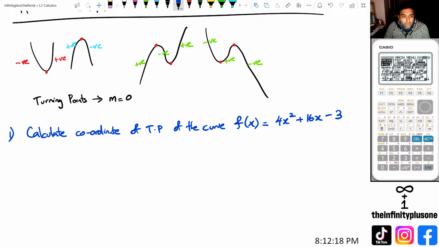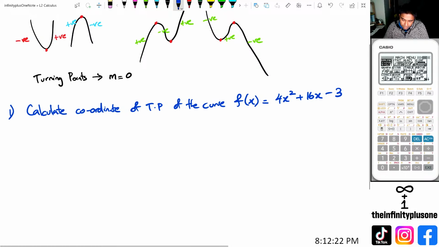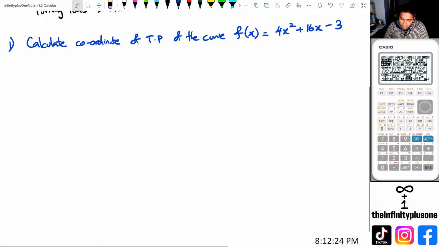All right, so I would like you folks to calculate this. You guys have a go. All you have to do is differentiate, put it equal to 0, find the value of x, and then once you get that, you should be able to calculate the y value as well. In the meantime, I'll load up this question, 4x squared and 16x.